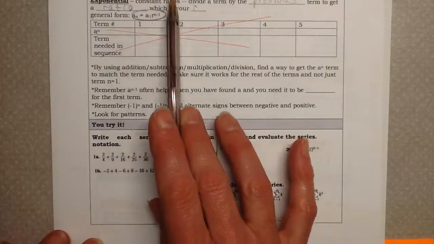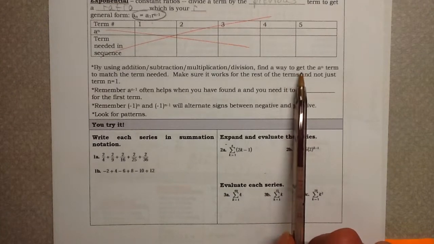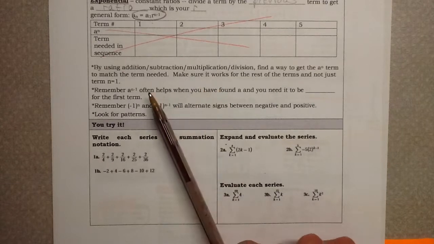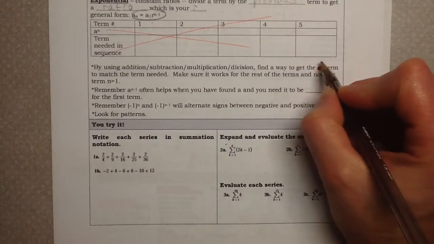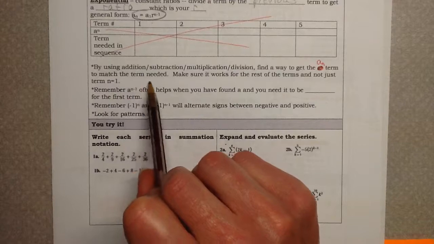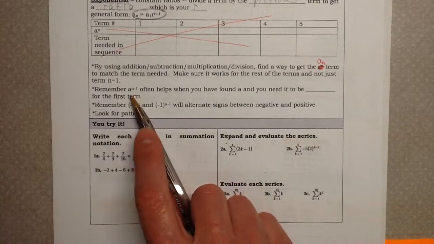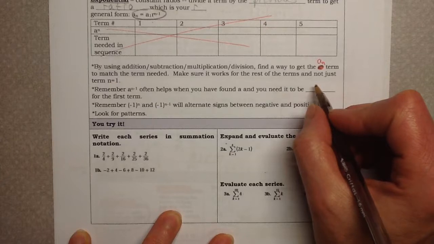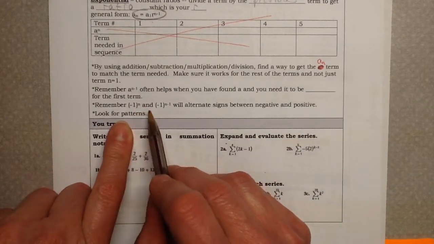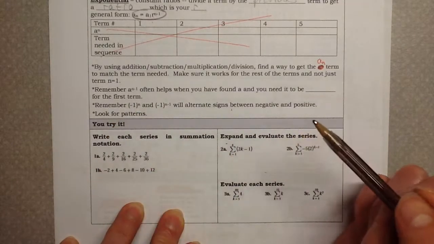And same thing as with the quadratic. By using addition, subtraction, multiplication, division, you need to find a way to get your term to match the term that you need. So we want to change this to a sub n term to match the term needed, and make sure it works for the rest of the terms and not just term n equals 1. So remember, a to the n minus 1 often helps when you have found a and you need it to be 1. And remember that negative 1 to the n and negative 1 to the n minus 1 will alternate signs between negative and positive. So look for patterns. Okay, you have a few questions to try.